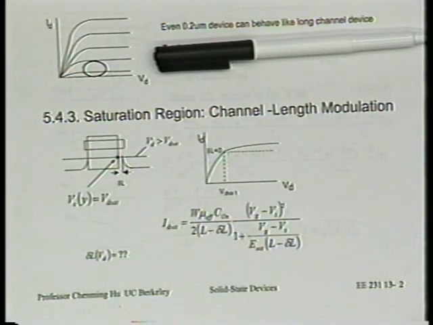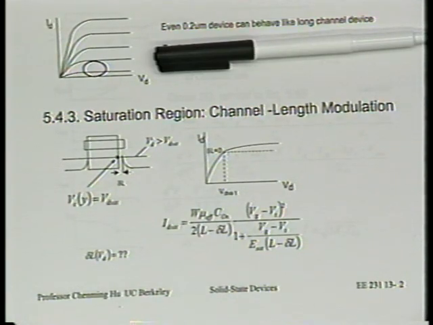Is 2 micron long? Is 1 micron long enough? Is 0.2 micron long enough? How do you decide what is a long channel and what is a short channel? When is it appropriate to use the long channel approximation, and when is it not? You have an answer? No?